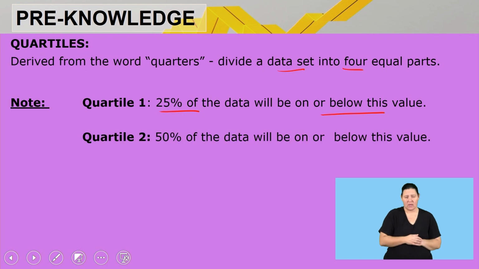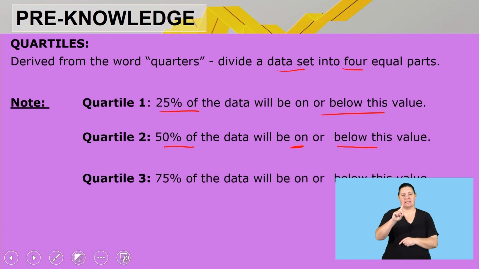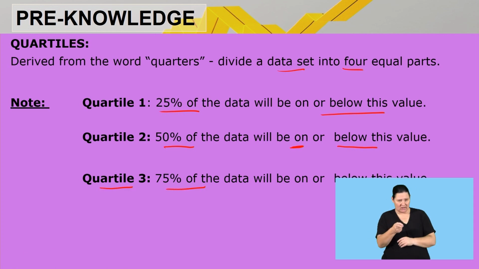What else is important? We're going to look at quartile 2. That is where 50% of the data will be on or below this value. We also know at this point in time that quartile 2 is known as our median. Then we have what we call quartile 3. That's when 75% of the data will be on or below this value. Also important to know is that quartile 3 is known as the upper quartile, and in terms of percentiles, it is known as the 75th percentile.